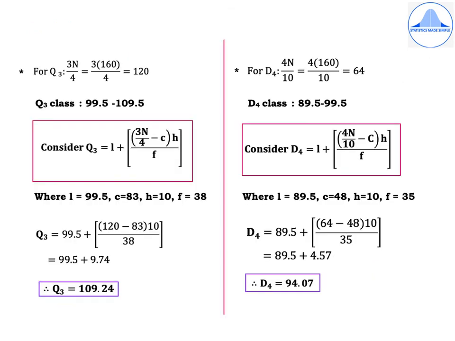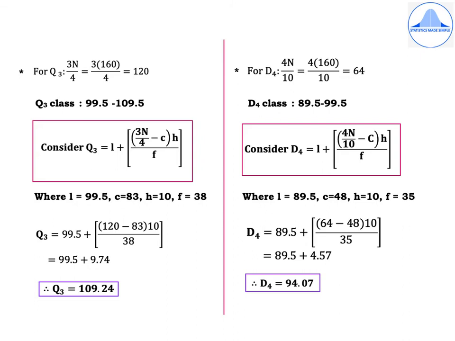For Q3, find out 3n by 4, which is 3 into 160 divided by 4, which is equal to 120. Now the value which is greater than 120 in the CF column is 121. Corresponding to it, you write greater than 3n by 4. So the Q3 class is 99.5 to 109.5.